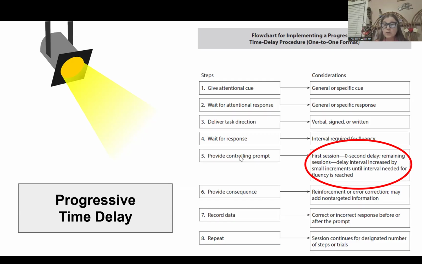As always, if the student responded correctly, you're going to provide reinforcement. If the student makes an error or doesn't respond, you're going to provide error correction, and then you're going to collect data on the student's responses, because you are going to be a data-based decision-making teacher. Those are the best teachers out there, and you're going to be one of the best teachers out there.